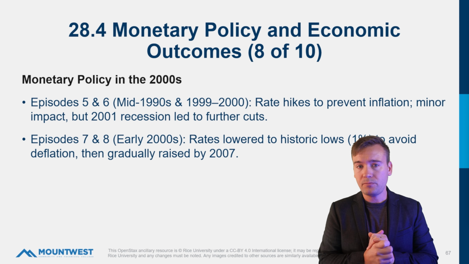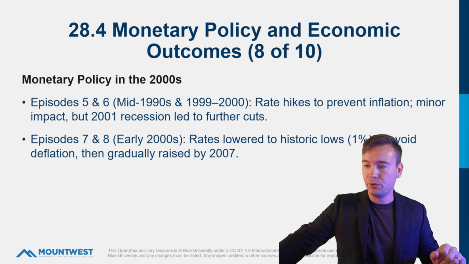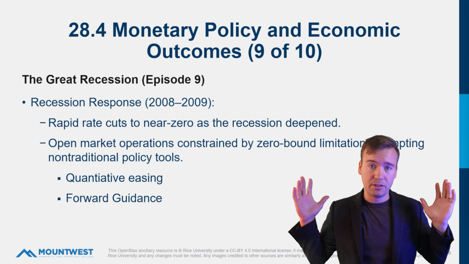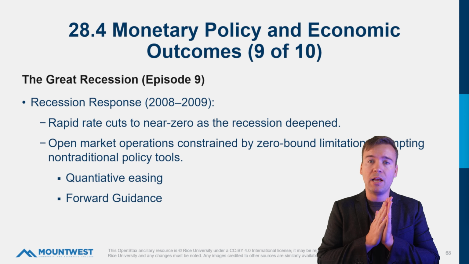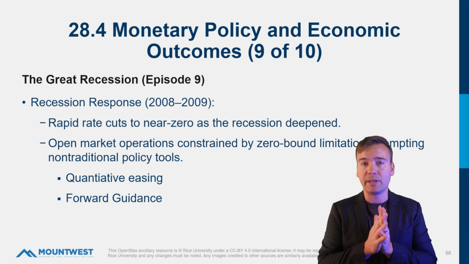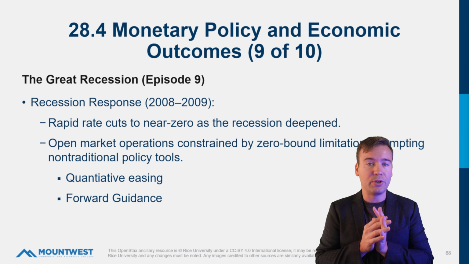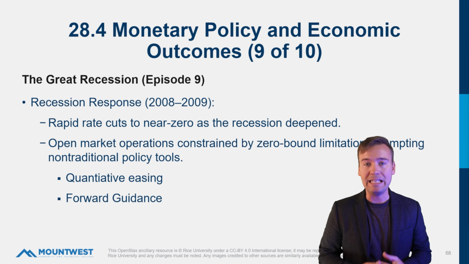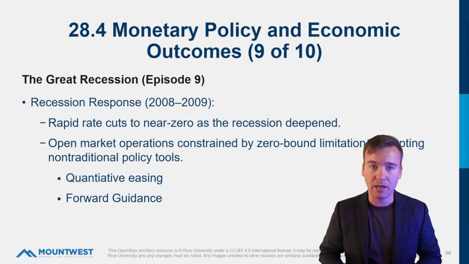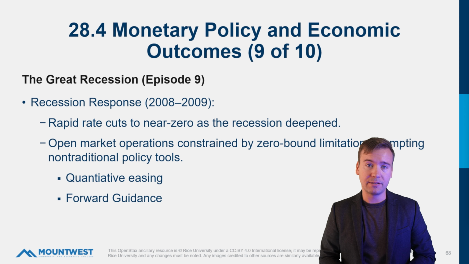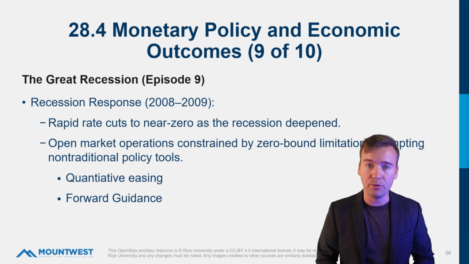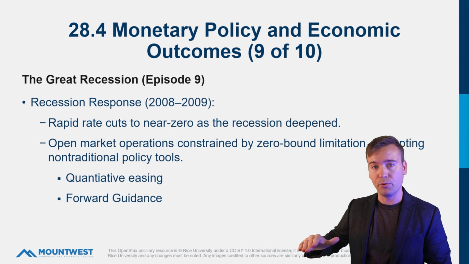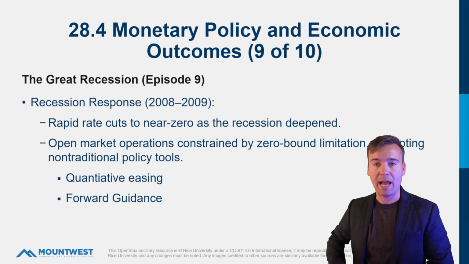So that now takes us to the Great Recession. That was the most severe economic downturn in recent history. It led the Federal Reserve to take some unprecedented actions to help stabilize the economy. As the recession deepened, the Fed rapidly cut rates. They reduced the federal funds rate to near zero, all right, and they reached that threshold, which you can't go negative, so they had to get creative.